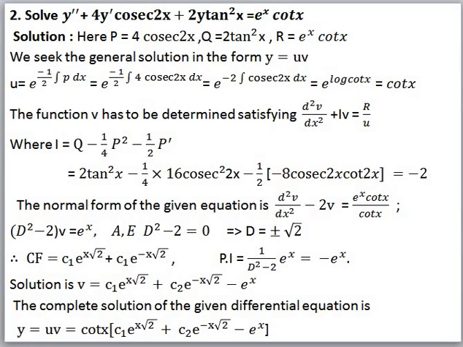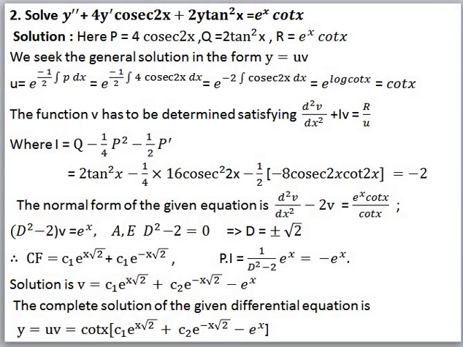So let us choose u is equal to e to the power of minus 1 by 2 integral p dx. Here p is 4 cosecant 2x. So we get e to the power of minus 2 integral cosecant 2x. We know that the integration of cosecant x is minus log of cosecant x plus cot x. Here minus into minus is plus, so 2 into log of cosecant 2x plus cot 2x. Simplifying, we get e to the power of log cot x is equal to cot x.